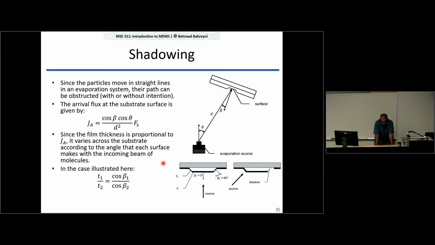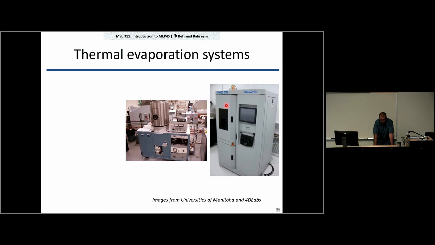At the end of the story, if it is only local topography that is determining the variations in thickness, you can show that the relative thicknesses are proportional to the cosines of these angles with the normals to the wafer. Typical thermal evaporation systems, these are research grade systems, are like this. We have a bunch of them here at SFU within the engineering science clean room and also 4D labs.